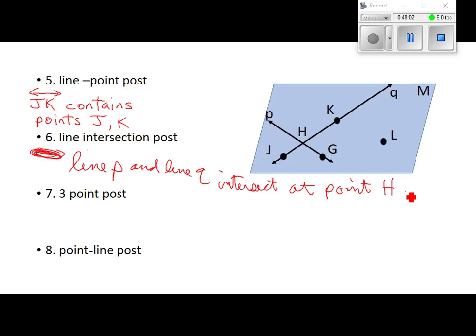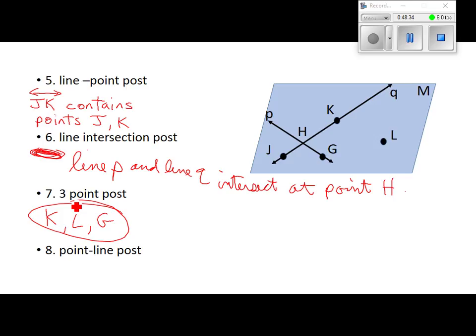What's the 3-point postulate say? Through any 3 non-collinear points, there exists exactly 1 plane. So we got our plane right here. Give me 3 non-collinear points that we could use to show that plane. K, L, G. That's good enough for the answer on this one. Those 3 points make up that plane. K, L, and G.